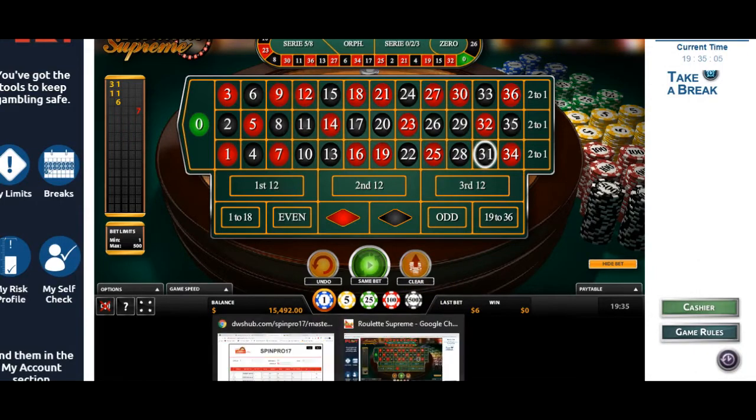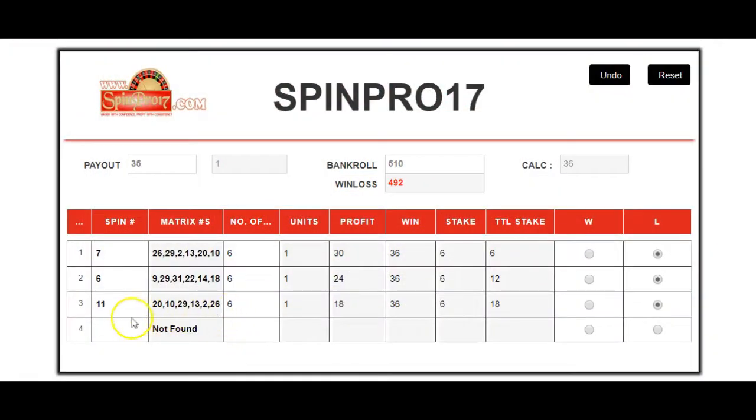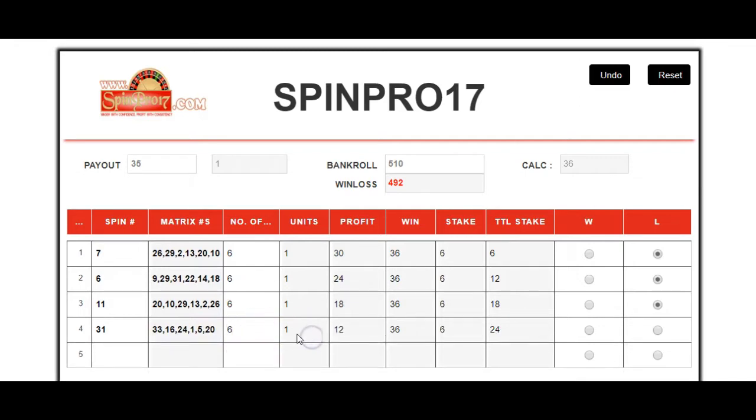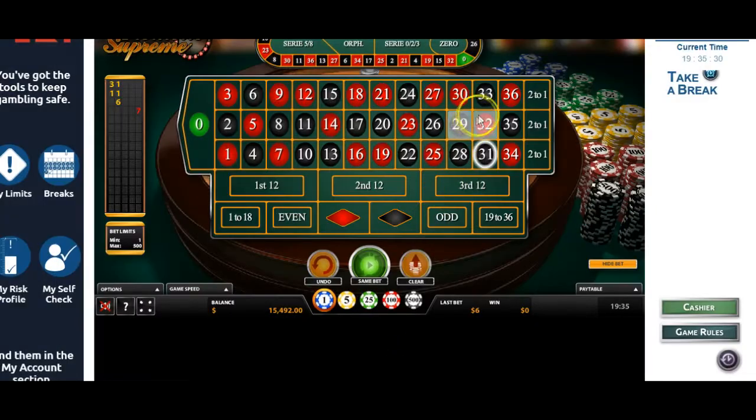Hopefully I don't make that mistake again. But it doesn't matter. As a paid member, you're going to have your numbers. You just go ahead and play them as they are. 31, and in step 3 we would have hit already. It's again 6 numbers, but here's the difference. It's still asking for 1. So 33, 16, 24, 1, 5, and 20.